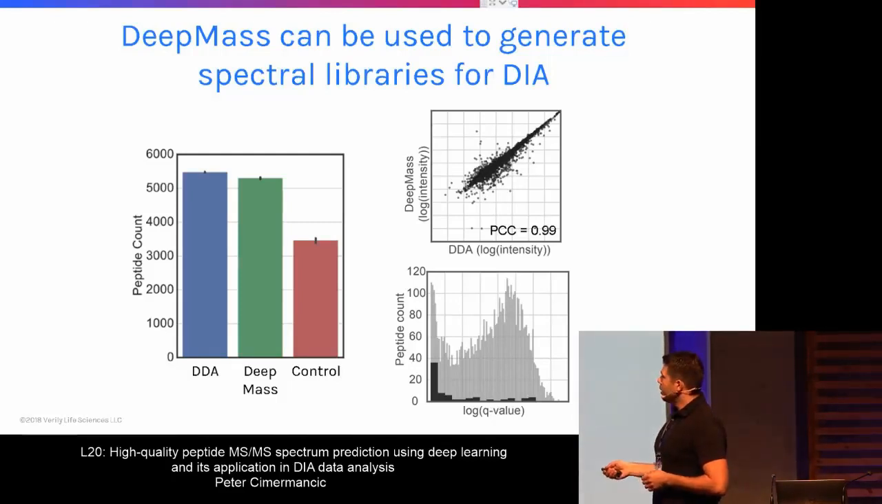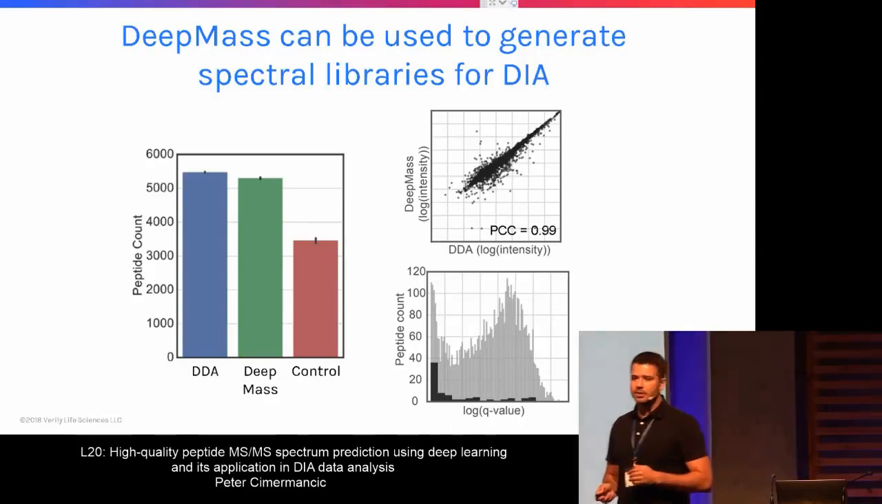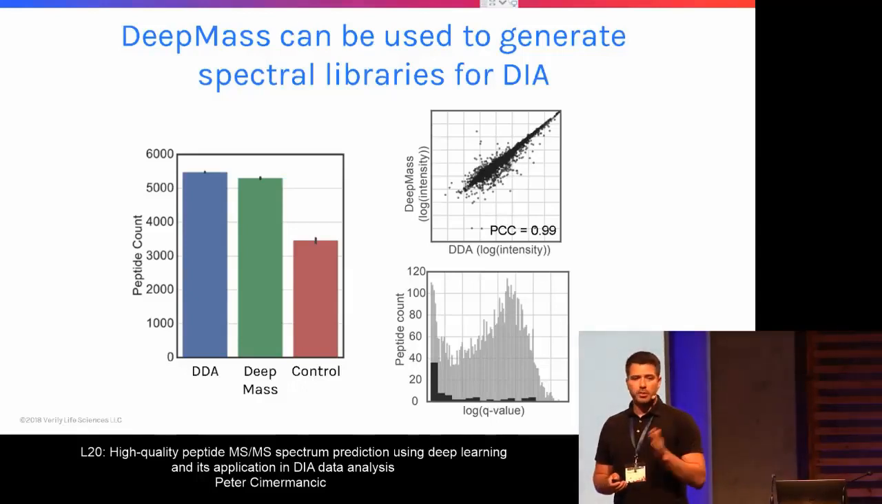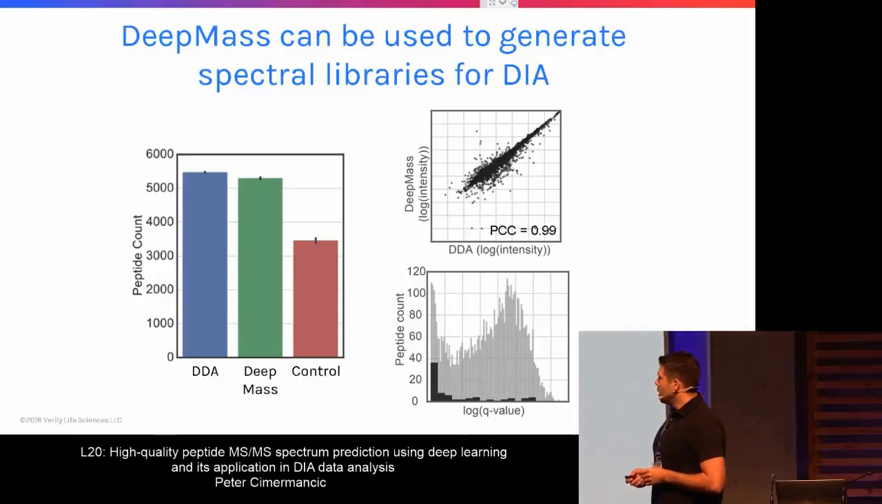What you see here is the number of peptides identified by using the different approaches. And one important thing that I missed: the spectral library with DeepMass was constructed for exactly the same peptides that we identified with DDA. So we didn't try to increase the spectral library size automatically yet. What you can see here is that the number of peptides identified is almost exactly the same using the DDA or DeepMass approach to build spectral libraries.